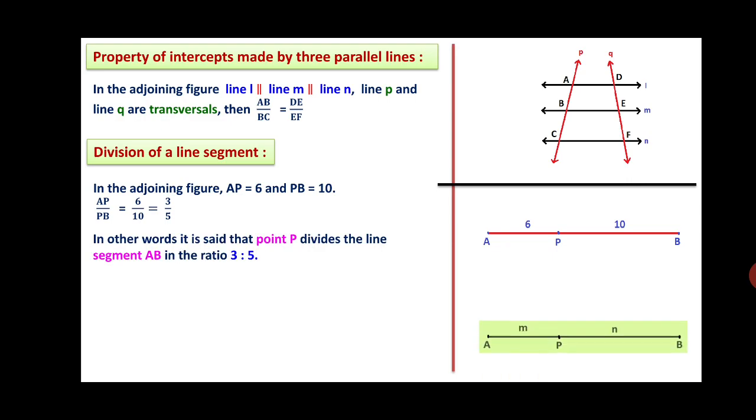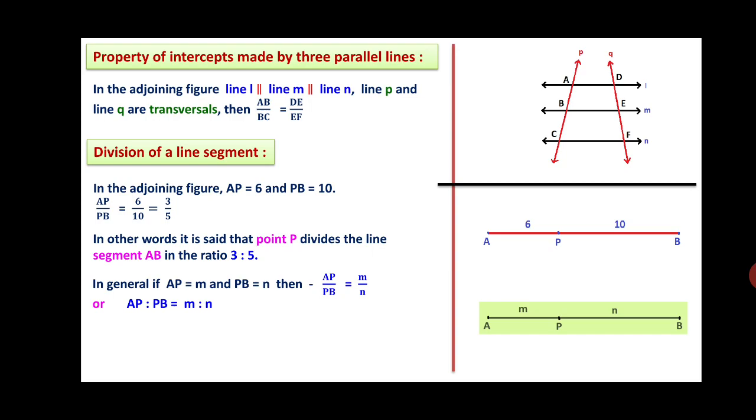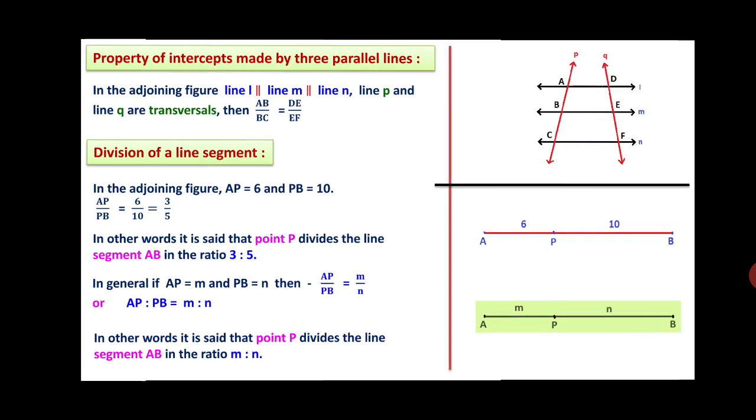Friends, in general, if AP is equal to m as shown in the figure and PB is equal to n, then AP upon PB is equal to m upon n, or you can say AP as to PB is equal to m as to n. In other words, point P divides the line segment AB in the ratio m as to n. This is what division of a line segment is.